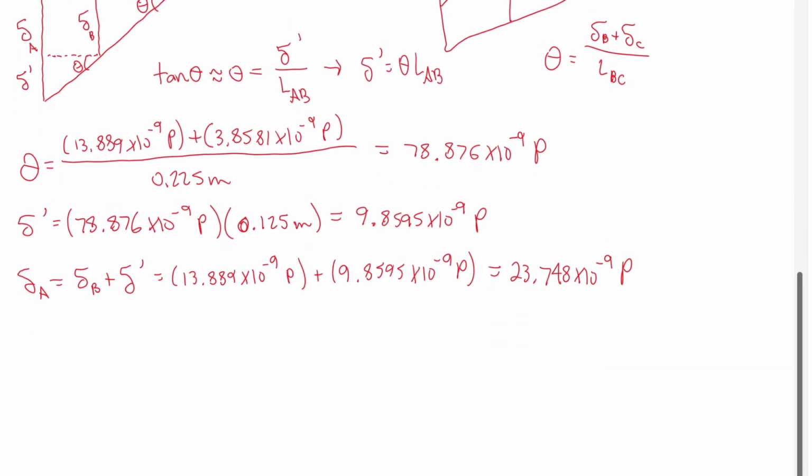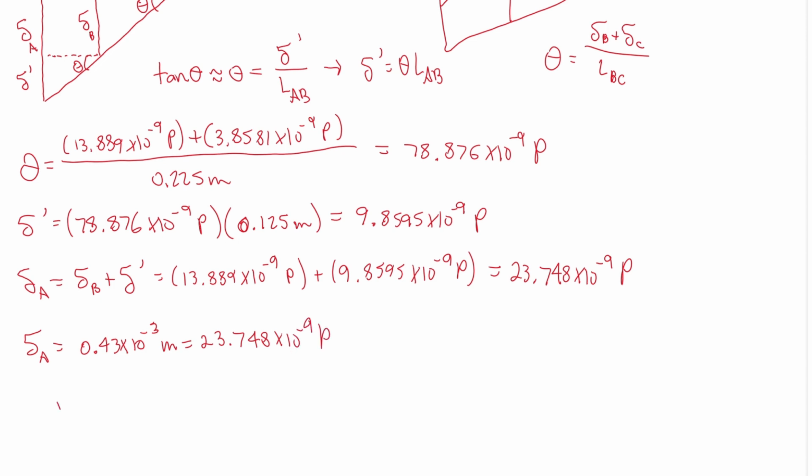And now we actually know what this deformation cannot exceed. They gave that to us in the problem statement. We know that delta A cannot exceed 0.43 millimeters. And I'm going to go ahead and convert that into meters and then basically just solve for P. So our delta A, and that's from the problem statement, 0.43 times 10 to the negative 3 meters. Set that equal to what we found just above, 23.748 times 10 to the negative 9th times P. And basically our P value solving this becomes 18.11 kilonewtons. And that's it for this problem.